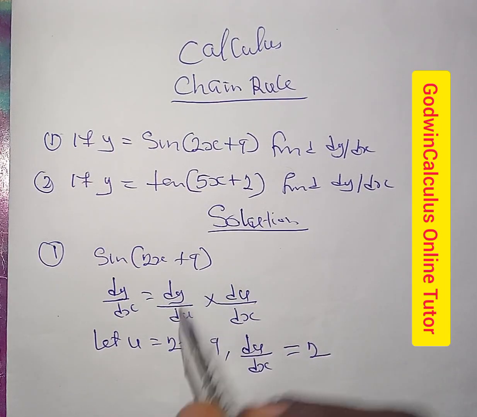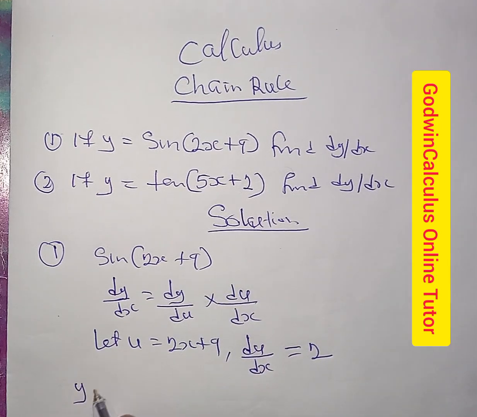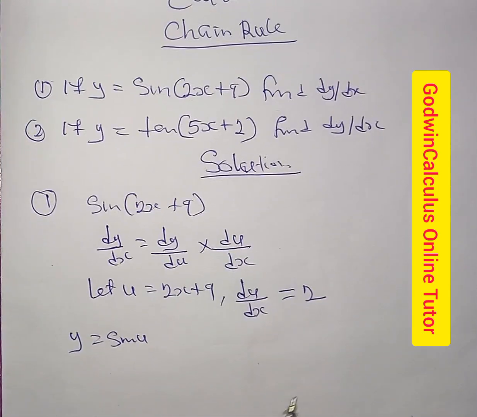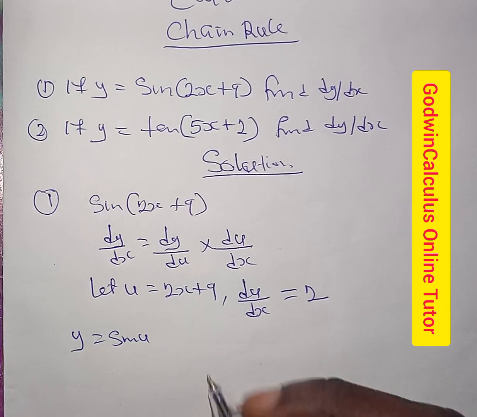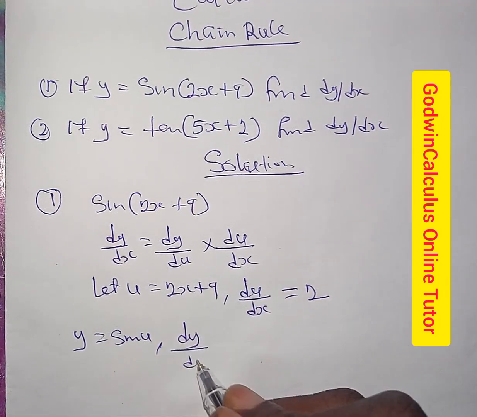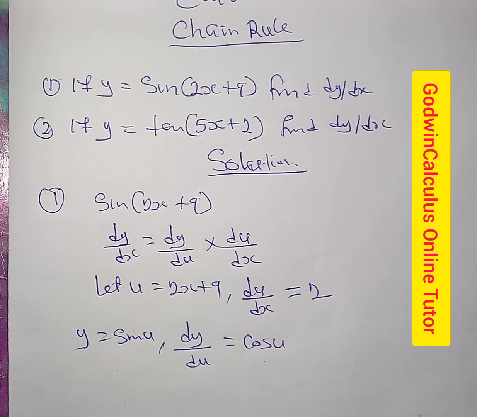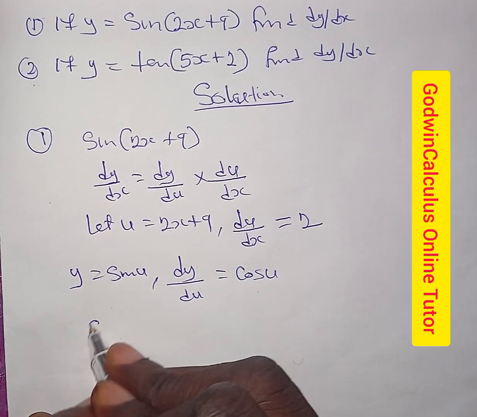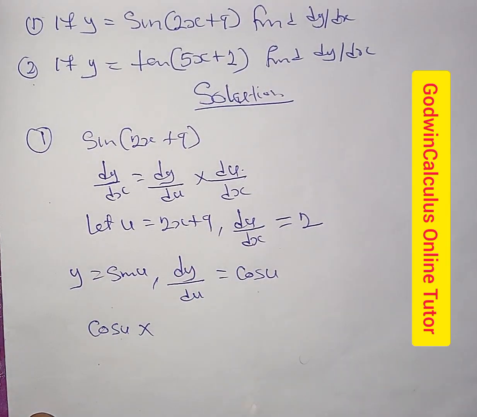Now to find our dy/du, since our 2s plus 9 is our u, our y will give us sine u. Don't forget that if y is equal to sine x, dy/dx will give us cos x. In this case, if we differentiate this, we are going to have dy/du is equal to cos u. In this case now, let's input this into this formula. Our dy/du is cos u times our du/ds is what?